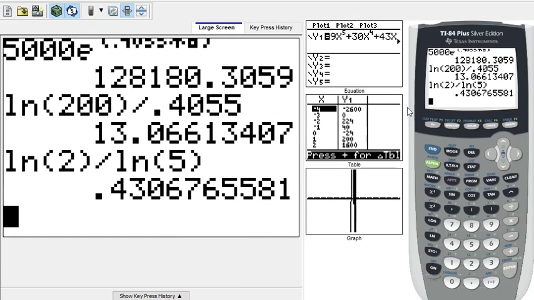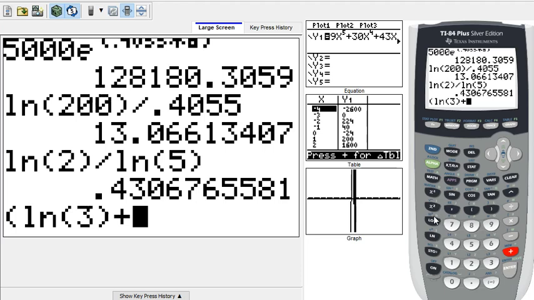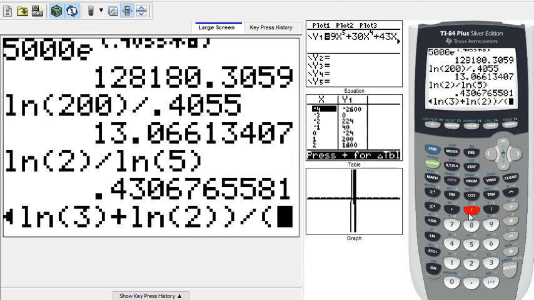So what did I have there? Let me throw some brackets up. I had the natural log of 3 plus the natural log of 2, and then I was dividing that by 4 natural log of 2 plus the natural log of 3.